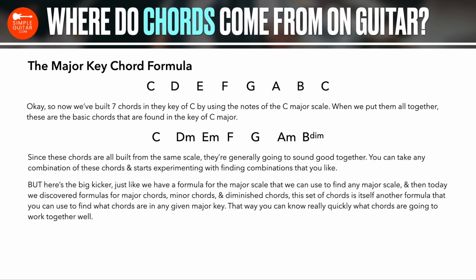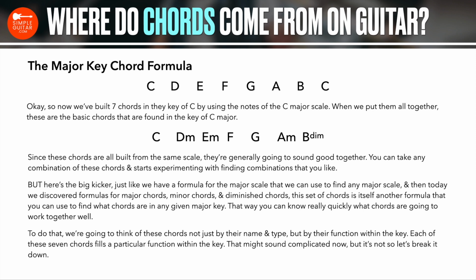But here's the big kicker. Just like we have a formula for the major scale that we can use to find any major scale, and today we discovered formulas for major chords, minor chords, and diminished chords, this set of chords is itself another formula that you can use to find what chords are in any given major key. That way you can know really quickly what chords are going to work together well.